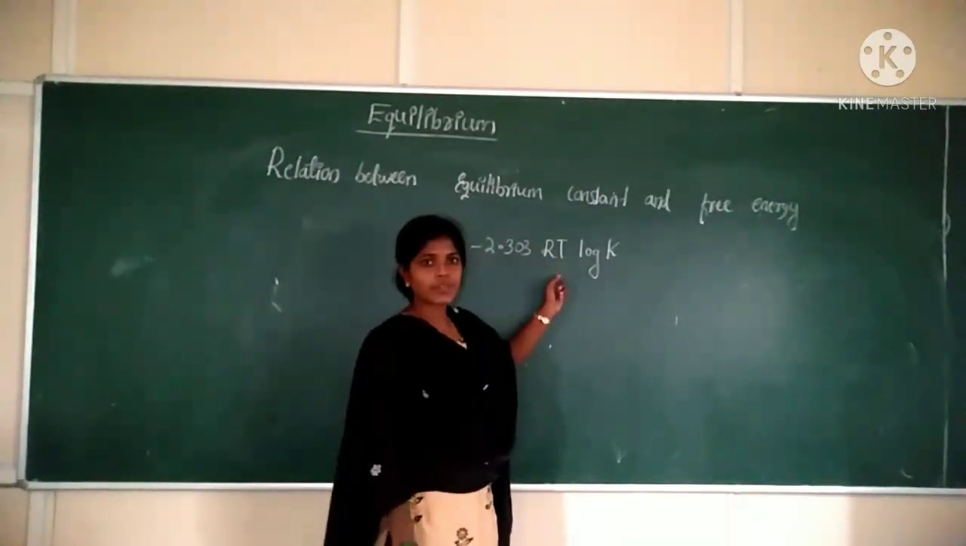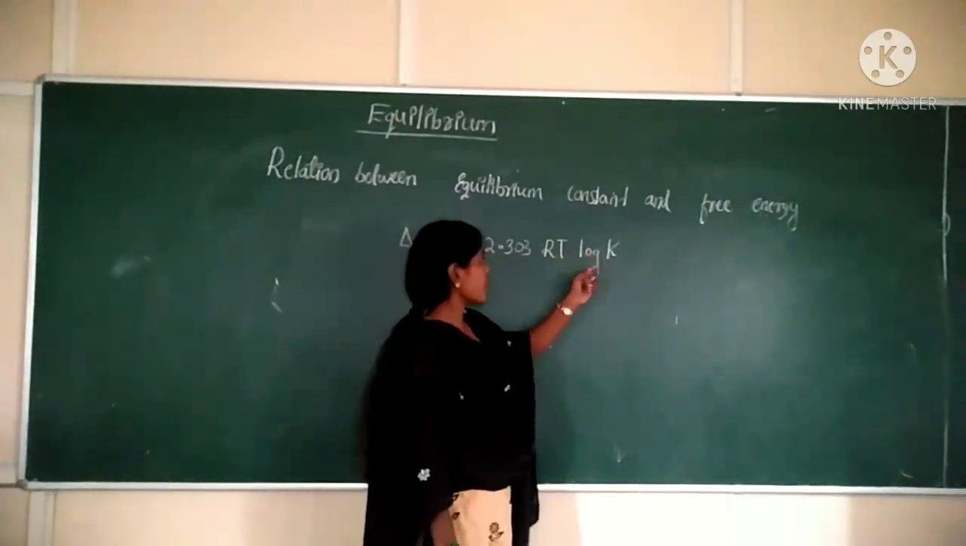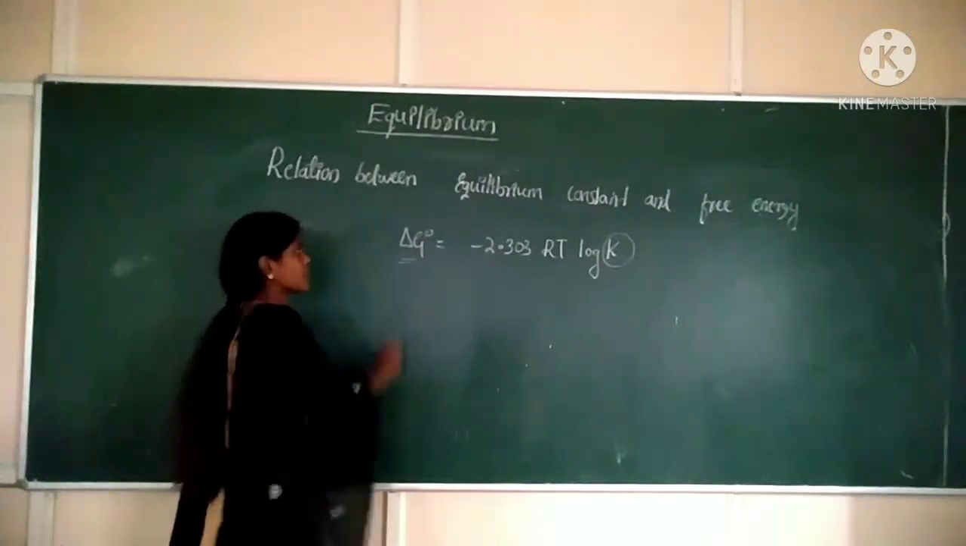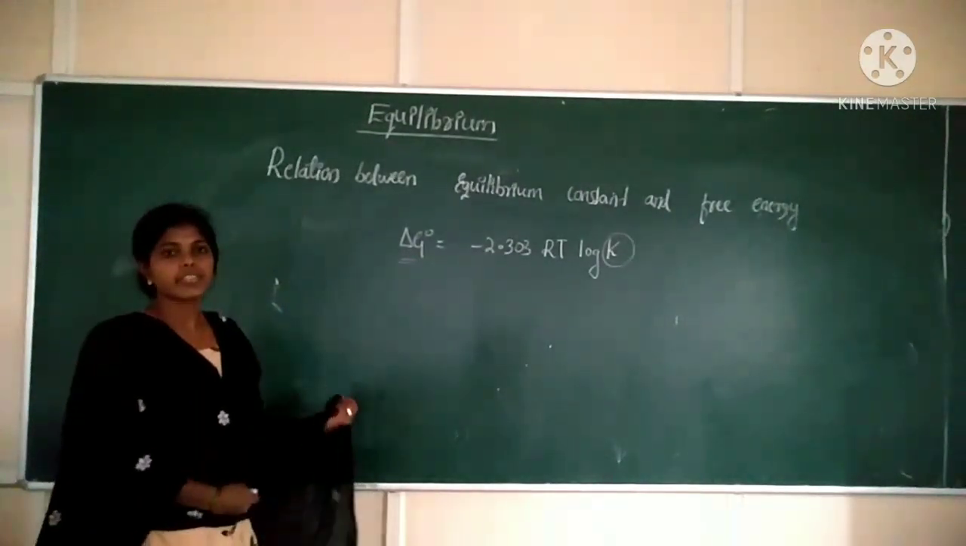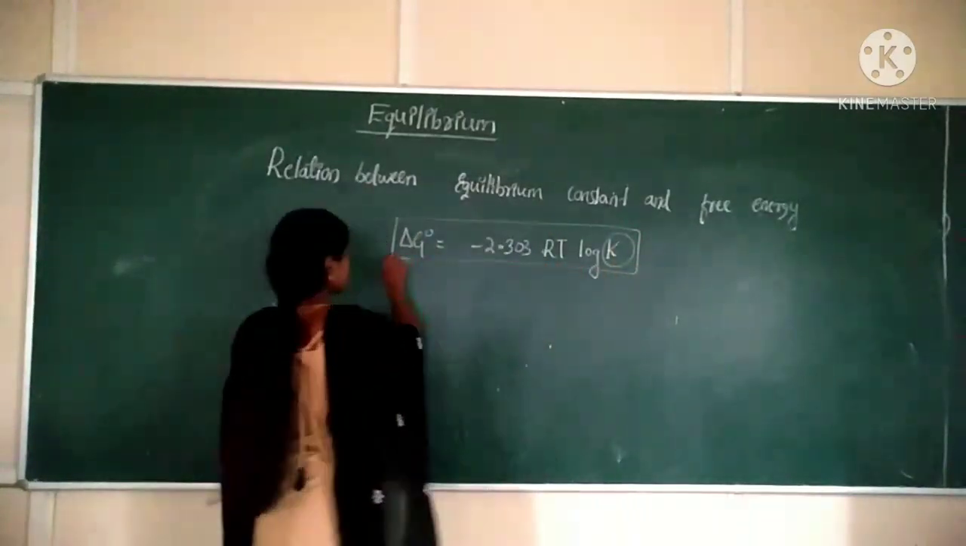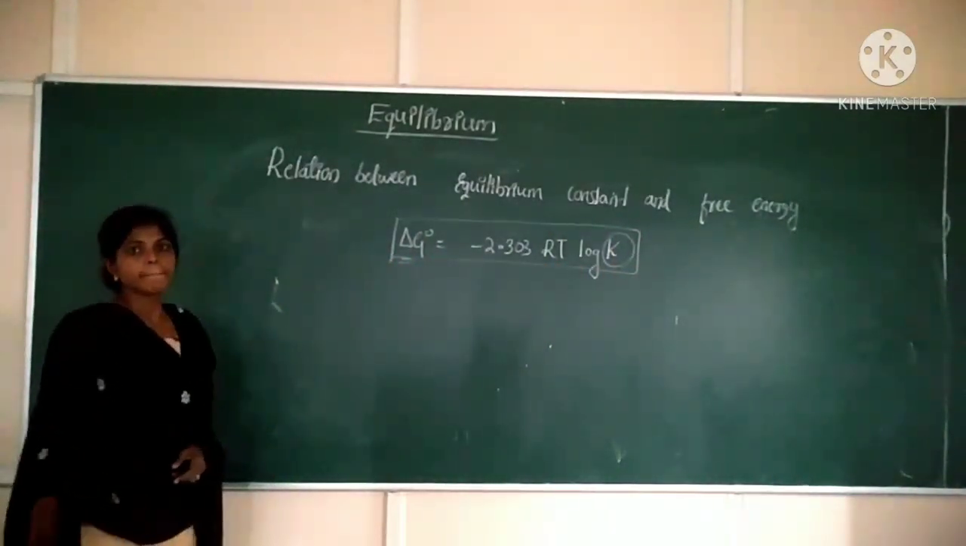R is the universal gas constant, T is temperature, K is the equilibrium constant, and delta G naught is your standard free energy. So this is the important relation for solving the problems. Okay.